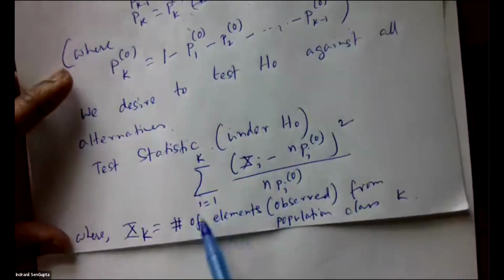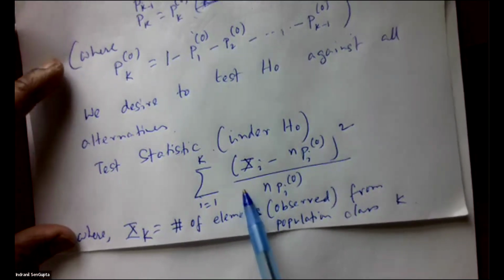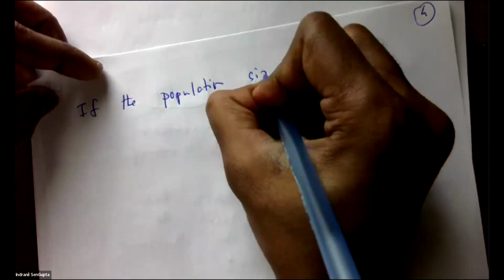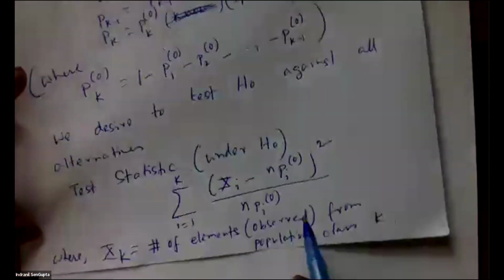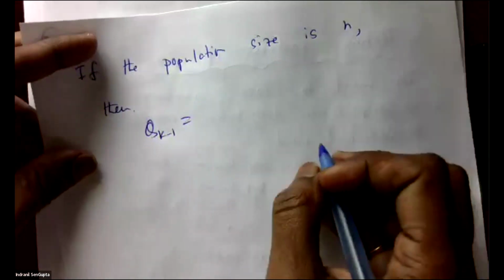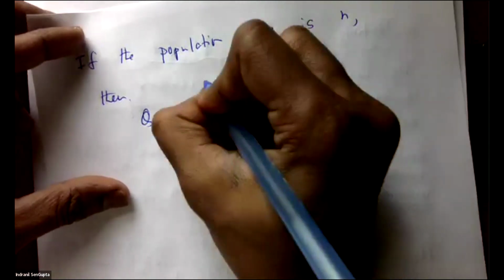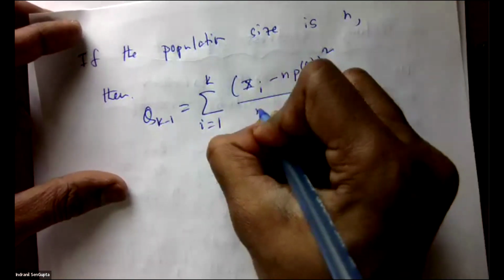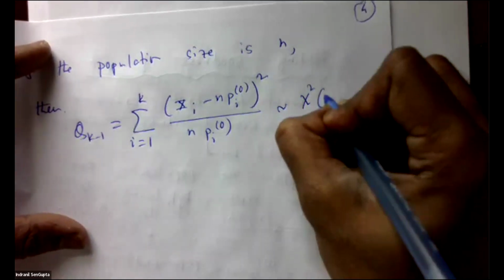And by the way, please note that if I specify the entire population, suppose I specify the population size to be n, which I actually assumed right here, then this quantity Q of k minus 1, which is equal to the sum over i from 1 to k of (xi minus npi0) squared over npi0, that I wrote before, follows a chi-square distribution with k minus 1 degrees of freedom.